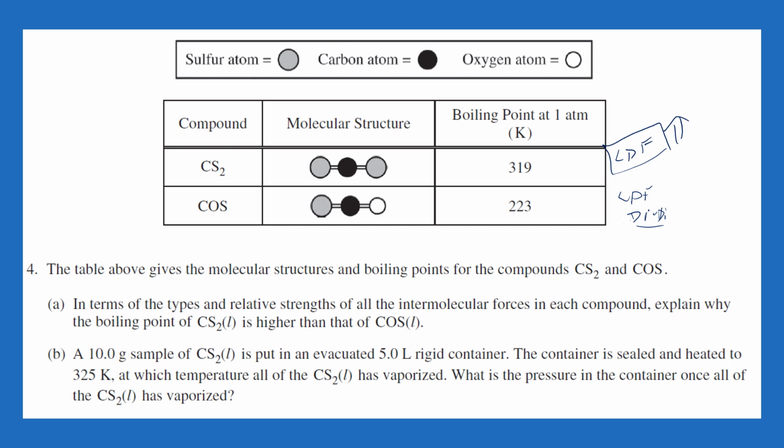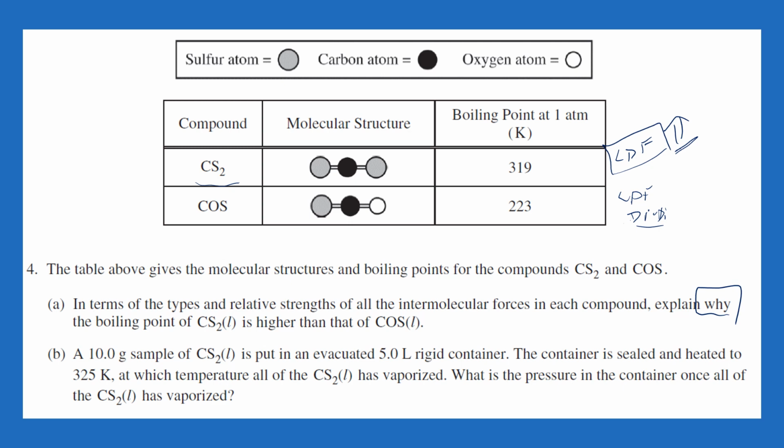And now we need to explain why that is. Why is it so much stronger? When you're dealing with London dispersion forces, it always has to do with the number of electrons in the electron cloud. CS2 is larger and it has more electrons in that cloud, making it more polarizable. When it's more polarizable, it forms stronger London dispersion forces, giving it a higher boiling point.